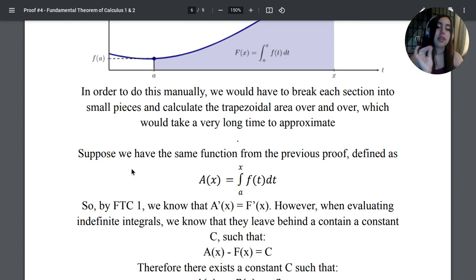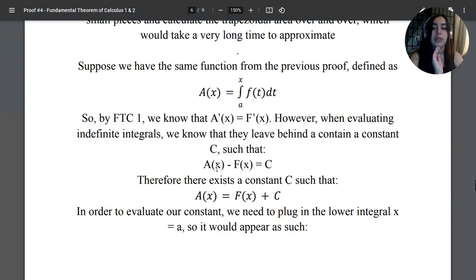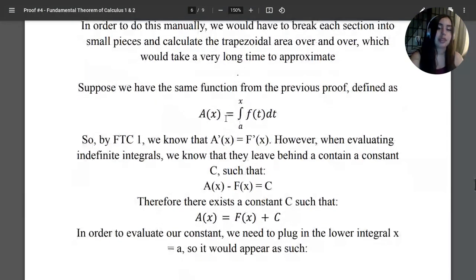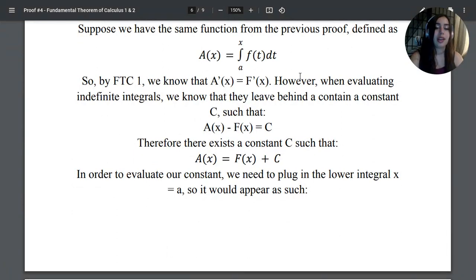So suppose we have the same function defined as A of x is equal to the integral from a to x of f of t dt. So by FTC1, we already know, because we proved it, that A prime of x is equal to f prime of x, which is f of x.